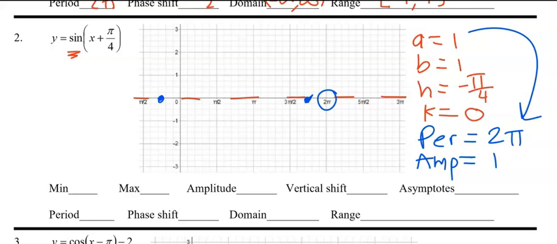So if the other one went through pi, this one will go through right there at 3 pi over 4. Yeah, I know, it's not labeled. Got to use your imagination a little.